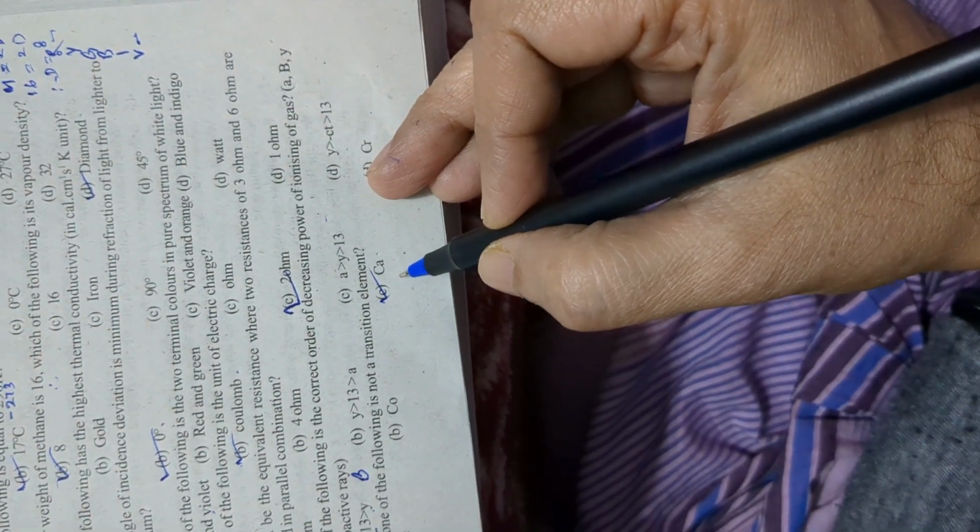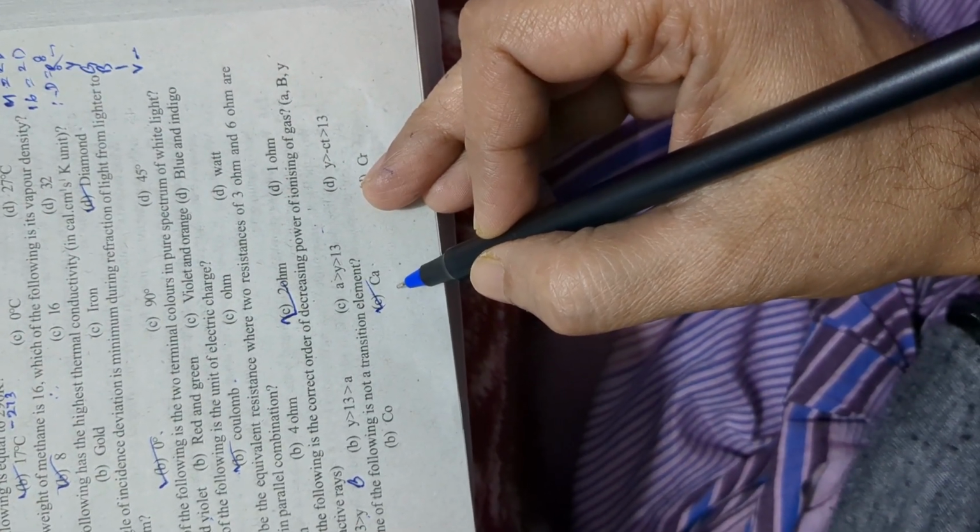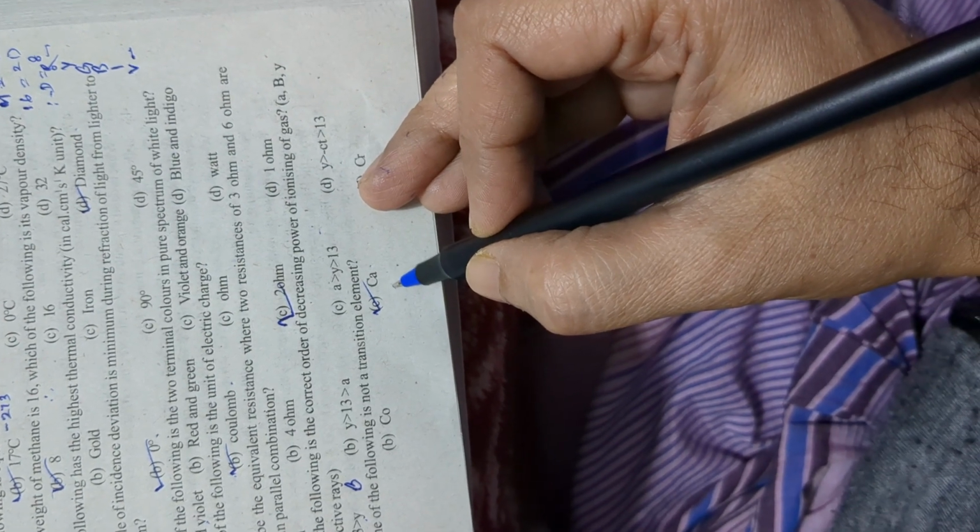Calcium is the alkaline earth metal. How to memorize all the metals belonging to the alkaline earth metals? I am telling you the short formula.